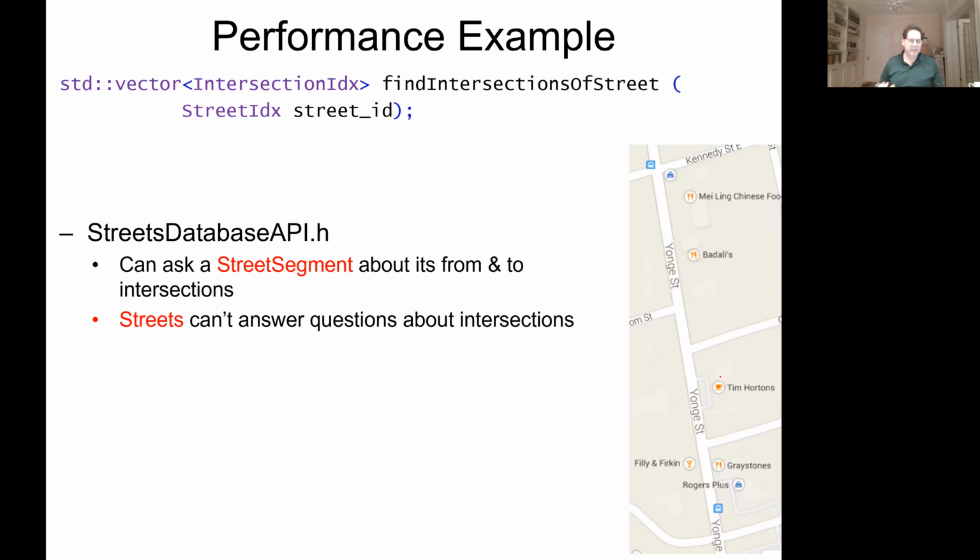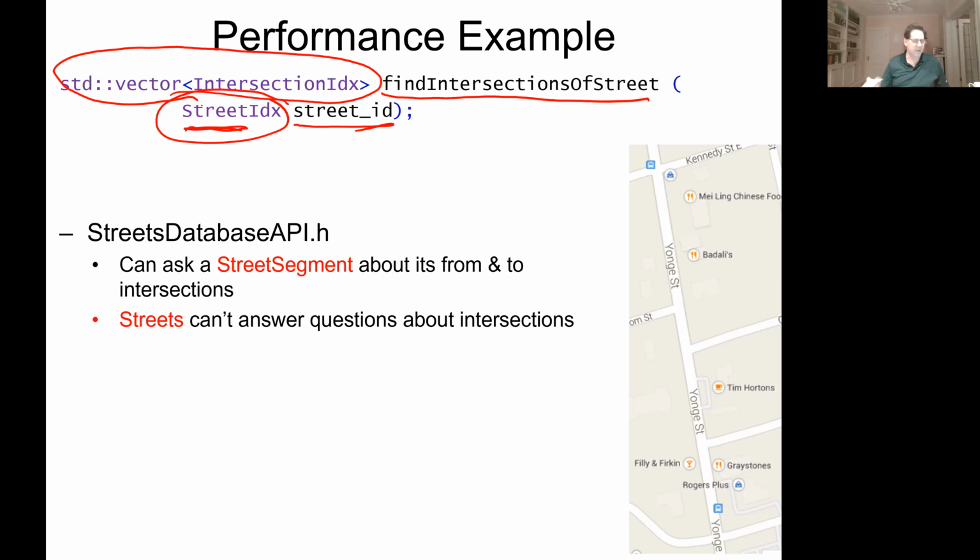Okay, so let me give you an example of this. One of the functions you have to write for milestone 1 is find intersections of street. So the input is an integer, and because we're using this named street index, which again is just a typedef, an alias for integer, this tells us that this function takes an integer which is the ID of a particular street. And what we want to return is a vector of intersection indices. Now intersection indices are also just integers, but again we're using a descriptive typedef here. So I want to get a vector of all of the intersection IDs that occur on that street.